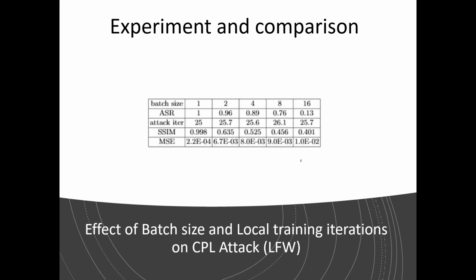For batch size, our result shows that the attack success rate of client privacy leakage attacks decreases with the batch size. In the meantime, quality of the image also decreases with the batch size going up. We can see that image quality metric SSIM goes down and the MSE goes up with the batch size going up.